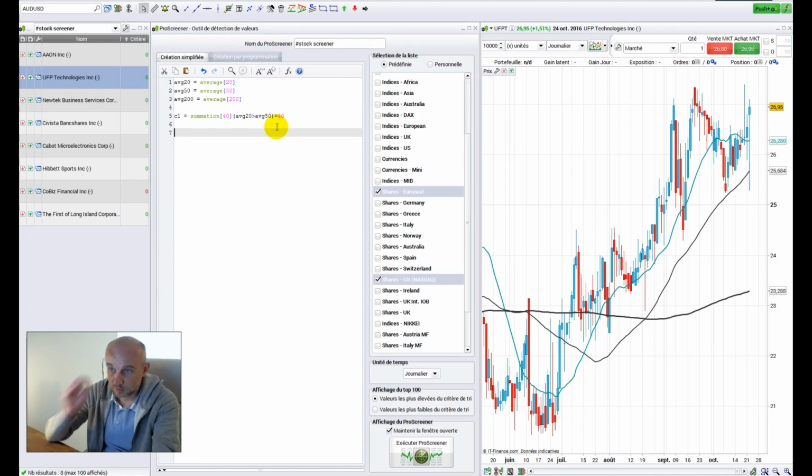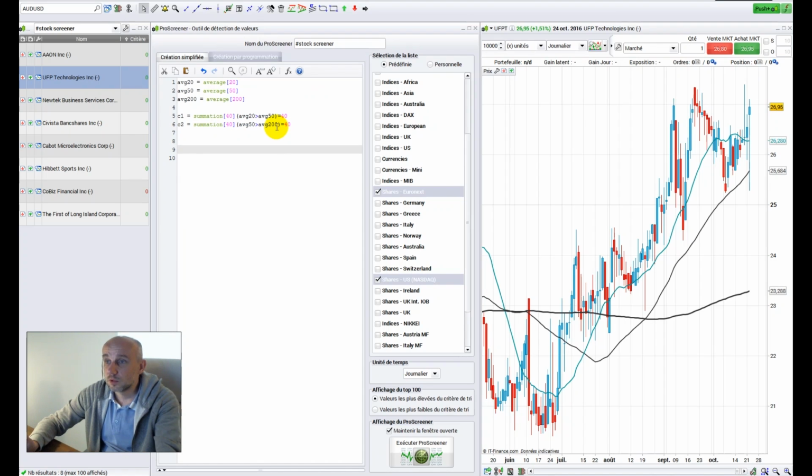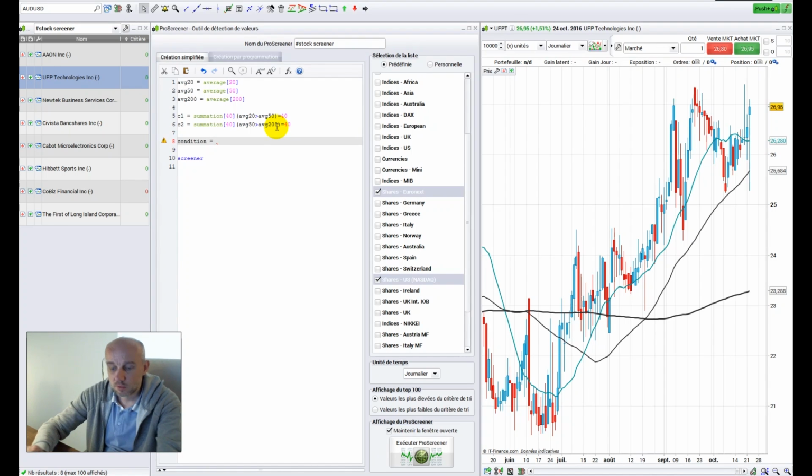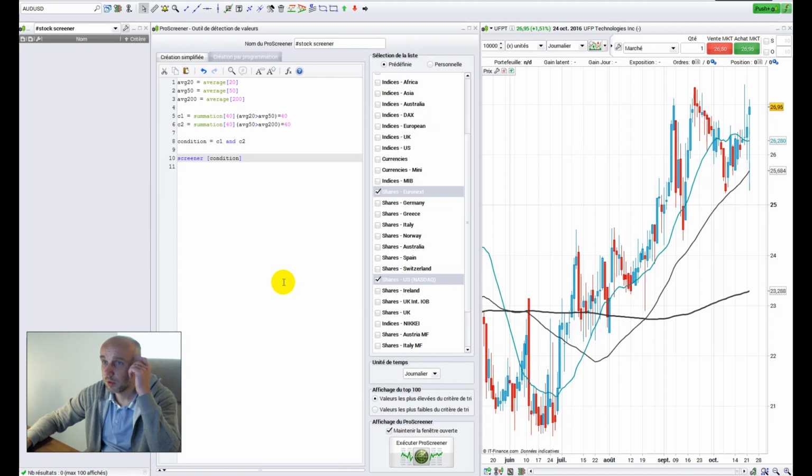So we got it. Now we'd like to make the same condition on 40 periods also for the moving average 50 that was also above the moving average 200 periods for 40 days. Okay, so we could screen this condition, but we're going to make a whole condition that has the all minus one condition. Let's screen it. Okay, let's go, let's see what happened.